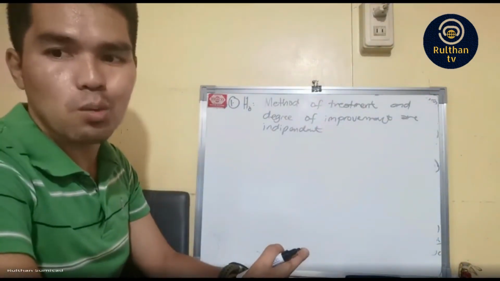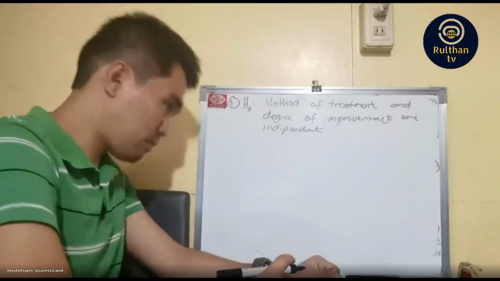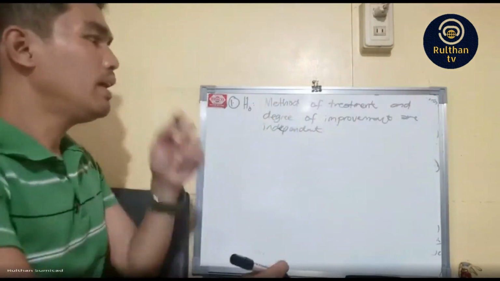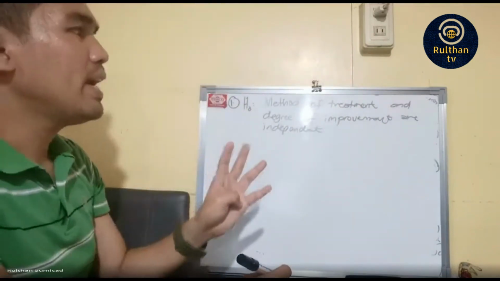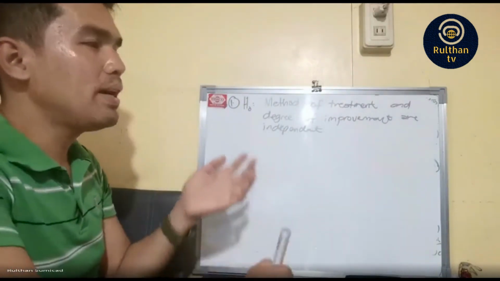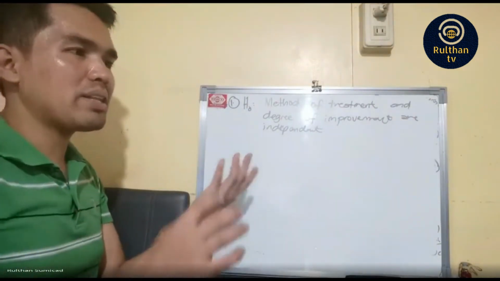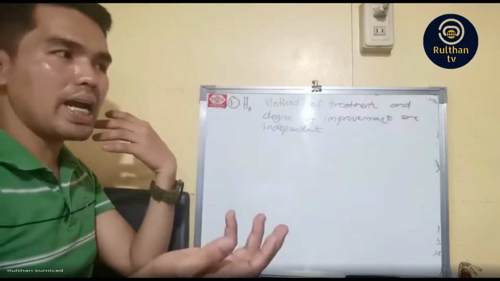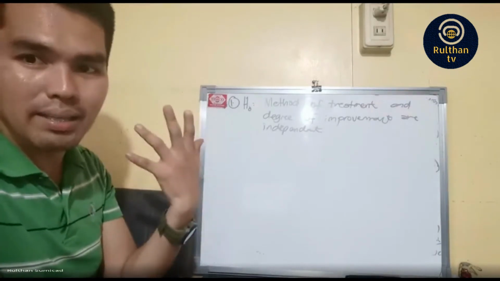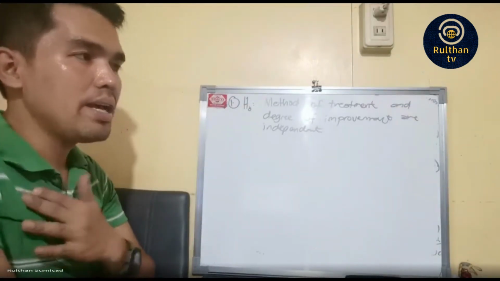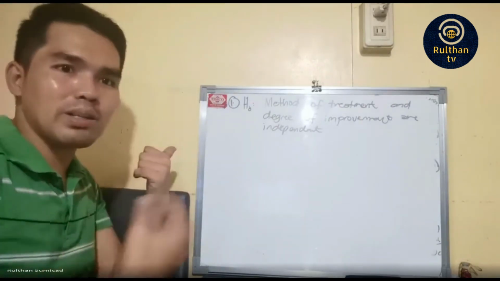Actually, we have the method of treatment, the type of therapies employed, and the degree of improvement, whether improved, got worse, or no change, are independent. Meaning to say, whether they receive treatment or not, their improvement or getting worse or no changes at all were not actually related. So it doesn't necessarily follow that if I am receiving a psychodynamic therapy, then I have the tendency to get okay.